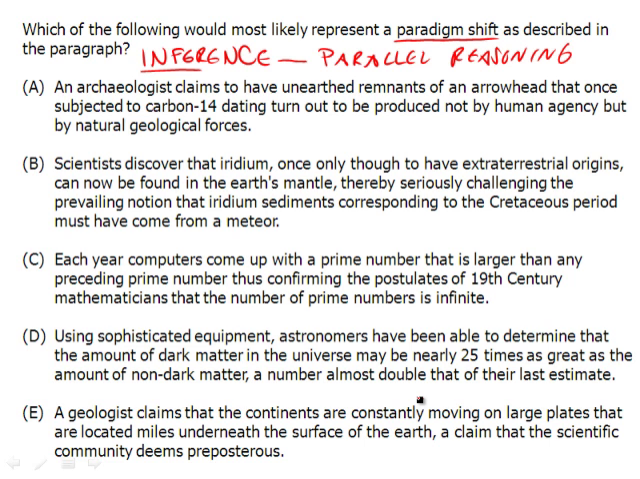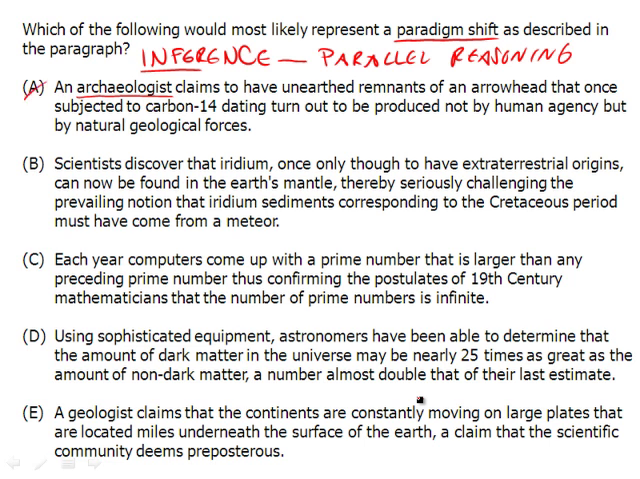So we look at A. An archaeologist claims to have unearthed remnants of an arrowhead that, once subjected to carbon-14 dating, turns out to be produced not by human agency, but by natural geological forces. So you'll notice there are superficial similarities here: archaeology, archaeologist. Most of the time, this is the trap answer. What's this saying? Well, someone found an arrowhead and they thought, oh, it's part of this old civilization, and then it turns out that it's not even an arrowhead, it's just a rock. So is that a shift in the way we see or interpret history? No, that's called a mistake.